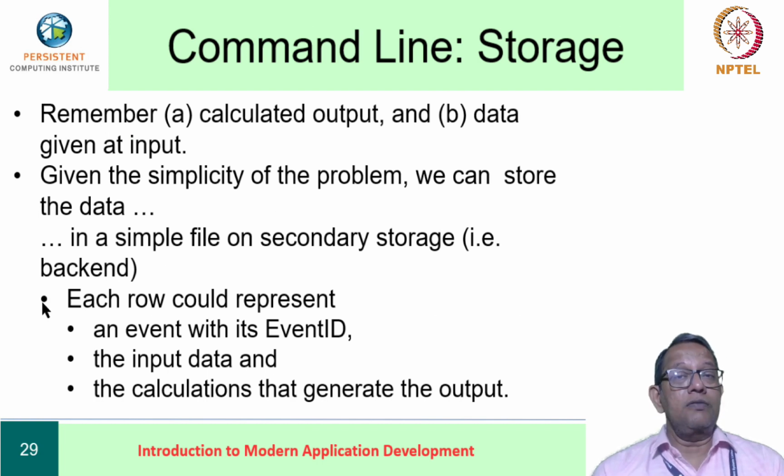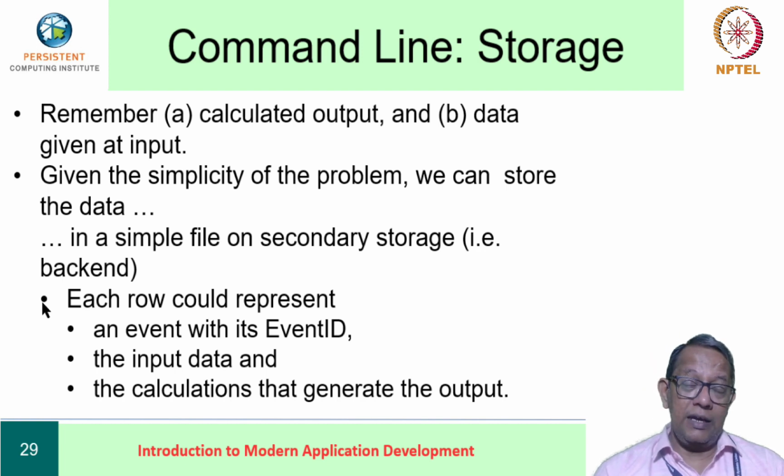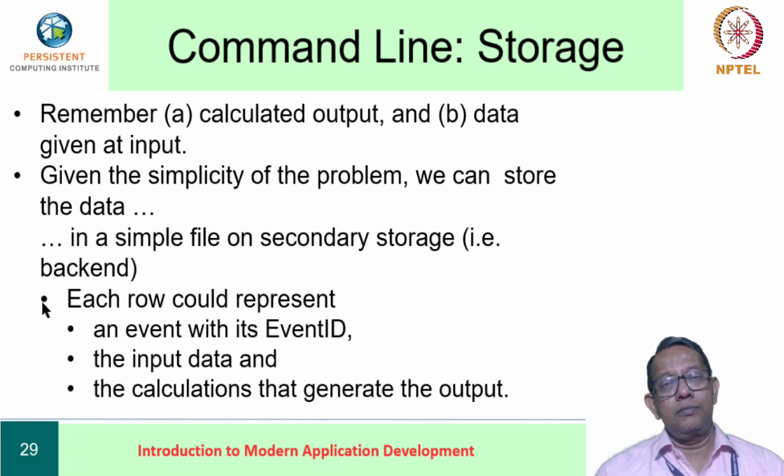Let us now consider the issues of storage. This was not something that we had really thought about so far. But the idea is we need to remember the calculated results and of course the input data. Given that we are really using a simplified problem, we can store this information in a simple file on secondary storage, that is the backend. We could store the file in a manner similar to what we saw in the spreadsheet. Each row would be one line in the file. Each different row will be a different line in the file.